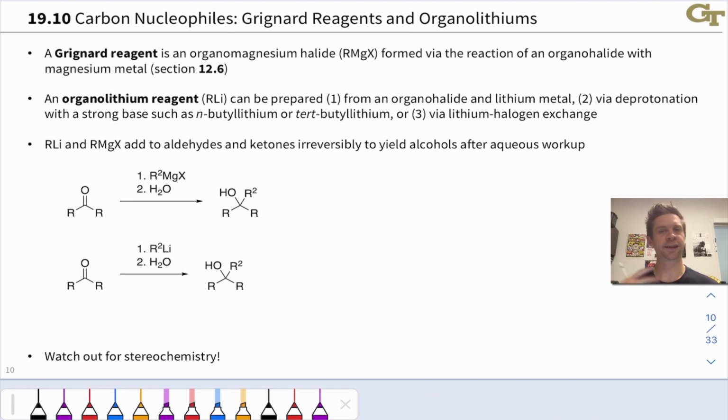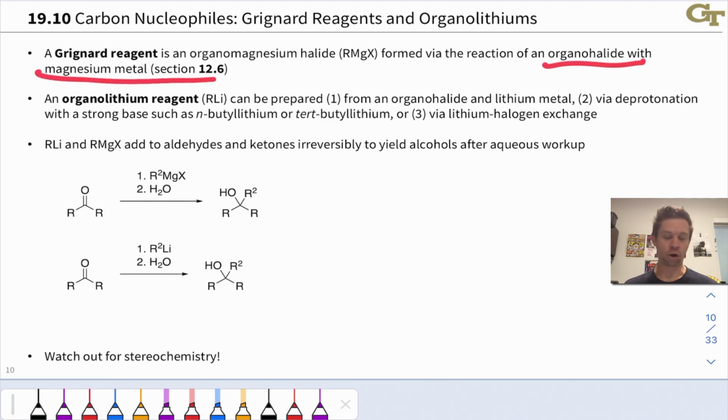So magnesium generally has a +2 charge, and so it's linked to an R group, which acts quite a bit like a carbanion, and an X group, a halogen, typically chlorine or bromine, that acts like Cl- or Br-. Grignard reagents are typically formed through the reaction of an organohalide with magnesium metal.